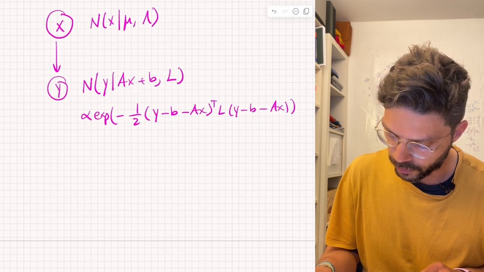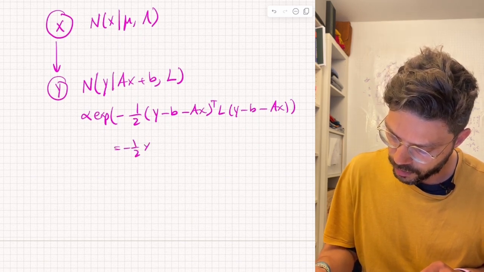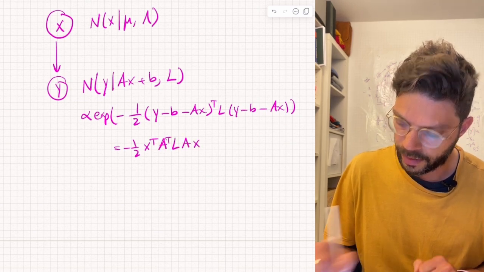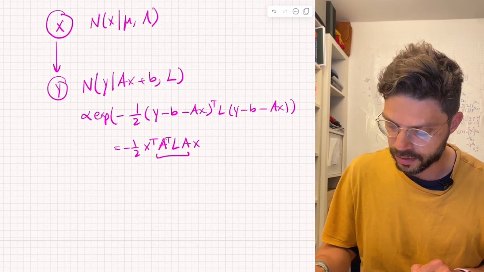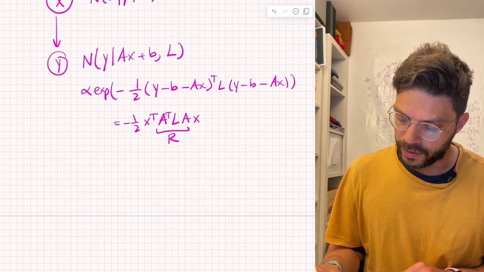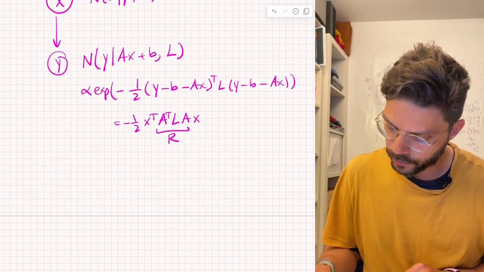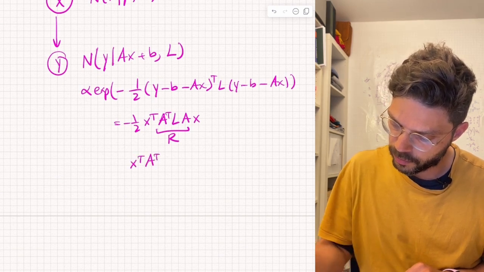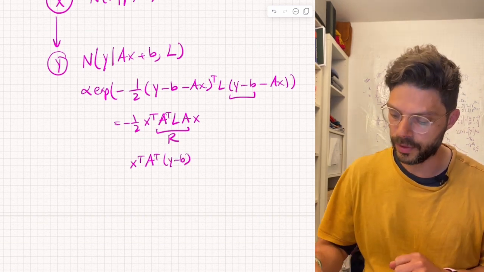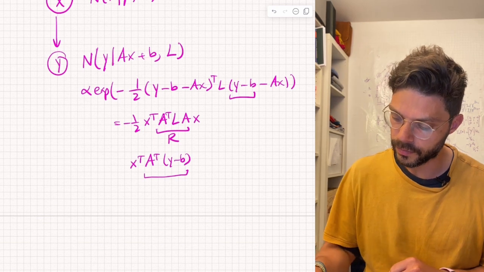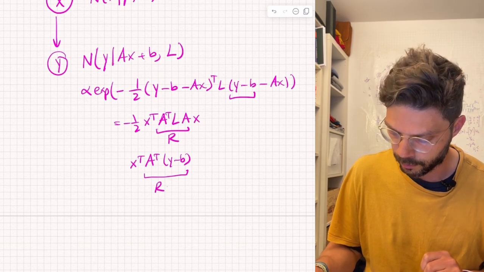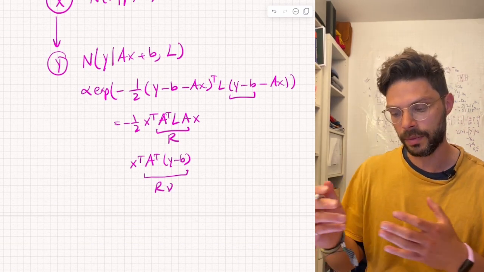And so, if we look at this, it's going to equal minus 1/2 of x transpose A transpose L A x. So this is going to be the precision for x. And then we want the linear terms. So this is going to be x transpose A transpose, and the bit that's going to come in is this y minus b. Okay, so now we know this is going to be equal to, let's call the mean, r times nu. So nu is going to be the mean of our distribution.